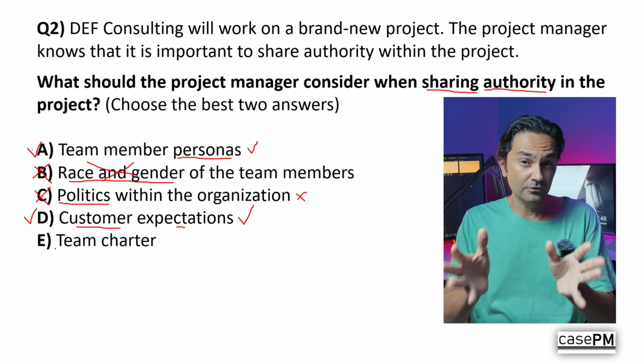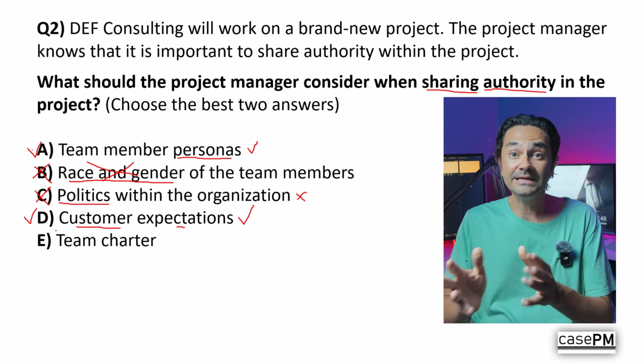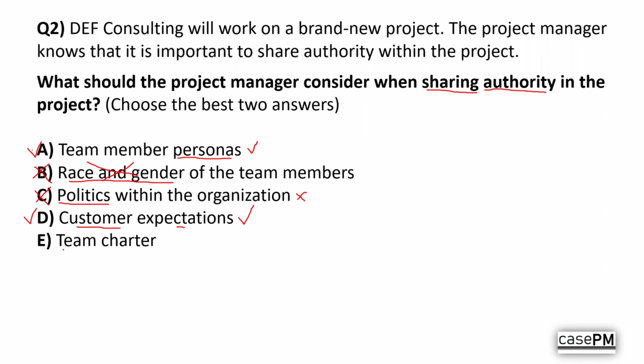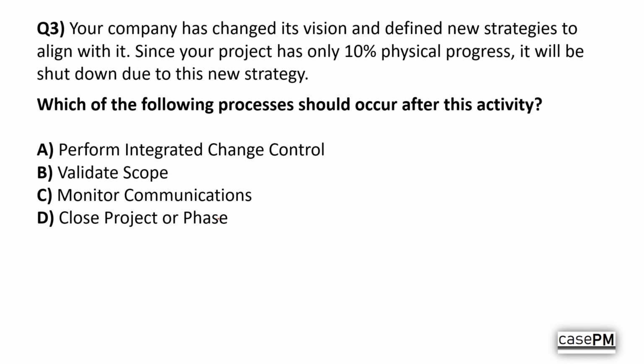Although we identified the two best options, let's also review the last option to understand why it isn't the best choice. The team charter defines ground rules, team values, and working agreements. While it supports collaboration, it doesn't determine how authority is shared. Instead, it documents agreements after authority sharing decisions are made. So, the best two answers in this case are A. Team member personas and D. Customer expectations. Okay then, here is the next question.